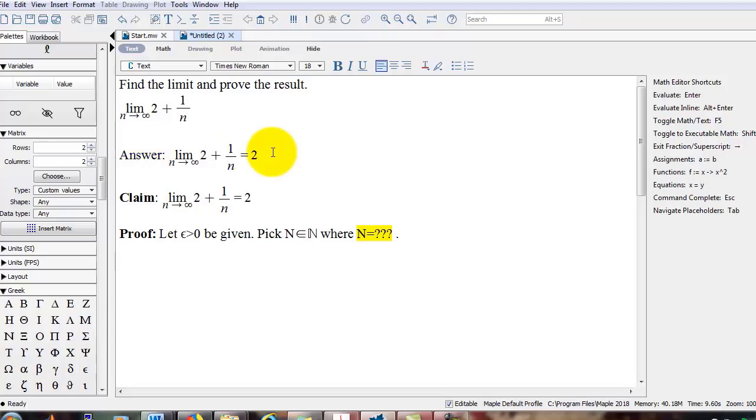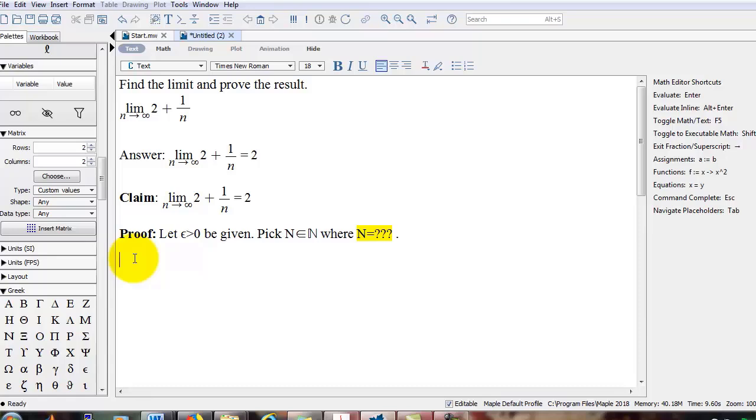Now we get to the more challenging part, and this is the part that our real analysis course focuses on. We want to prove the result. So the claim is that the limit as n goes to infinity of 2 plus 1 over n equals 2. And the proof for these problems often starts in a very unoriginal format. We usually start our proofs with let epsilon greater than 0 be given.